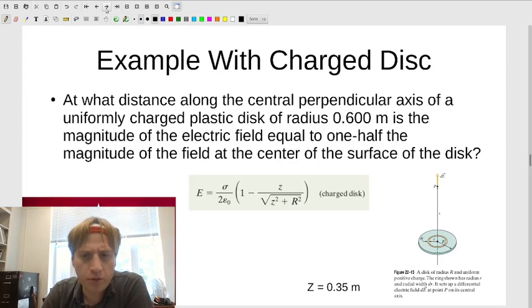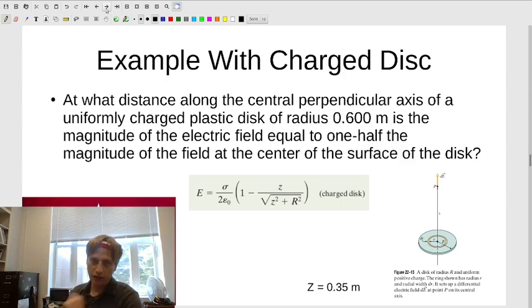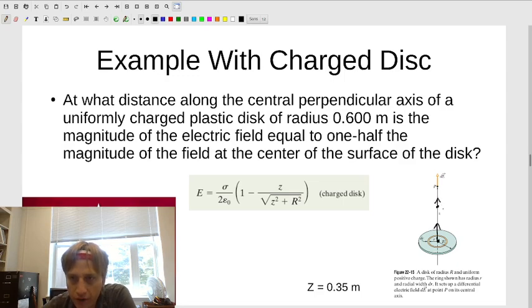So let's do just a quick example here. It says, at what distance along the central perpendicular axis of a uniformly charged plastic disc of radius 0.6 meters is the magnitude of the electric field equal to 1/2 of the magnitude of the field at the center of the surface of the disc? Okay, so it's saying you've got a field right here. How far up do you have to go to have 1/2 of that field?